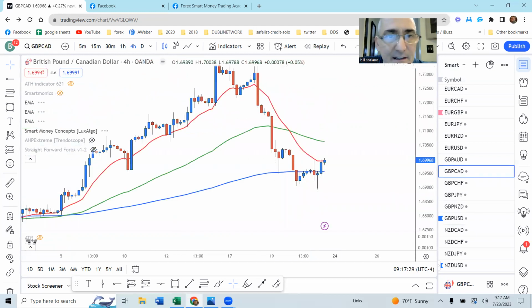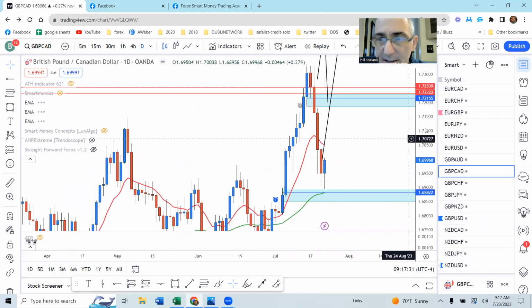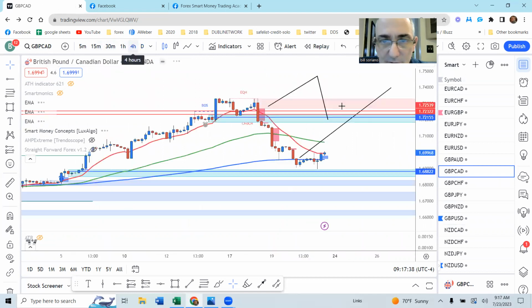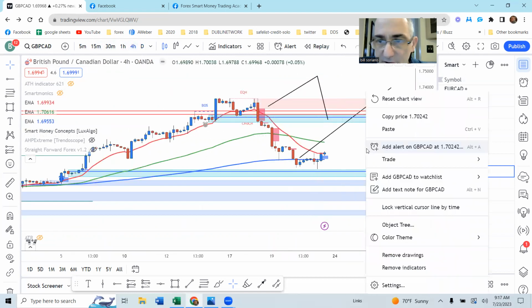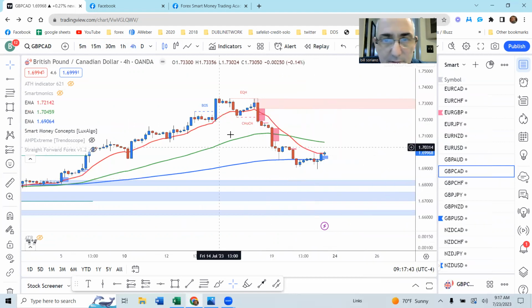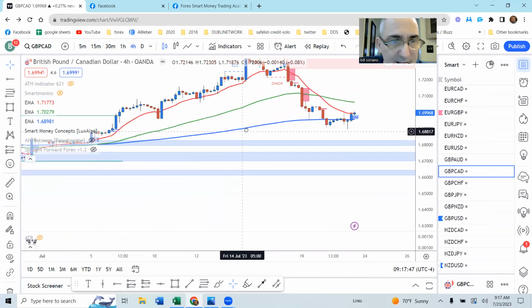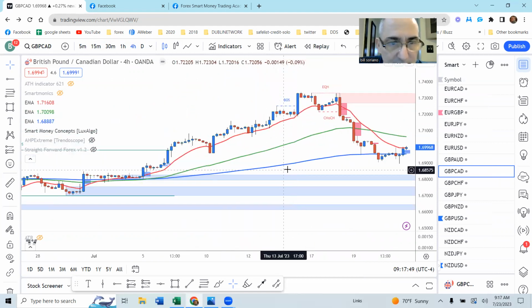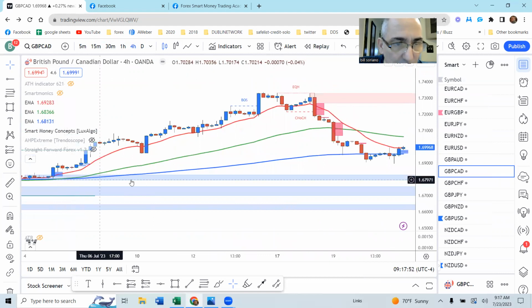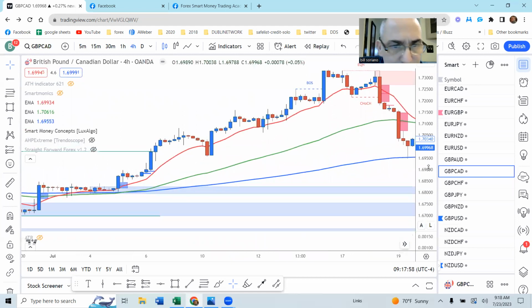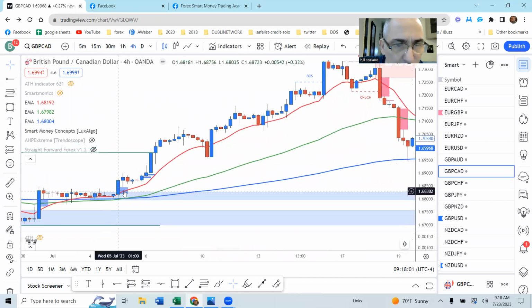GBP CAD, let's go to the daily. We're going to see we have bullish order flow on the daily. Let's drop down to the 4-hour here, and let's remove our drawings here. We got a bunch of stuff there. So what we could see is it's giving us this order block down here. It's not a great order block. Let's see. So we do have imbalance.